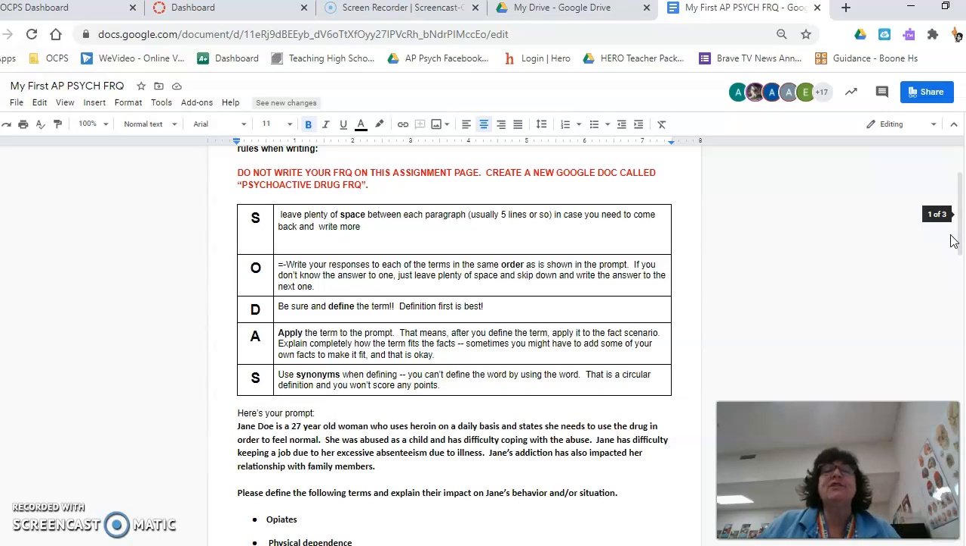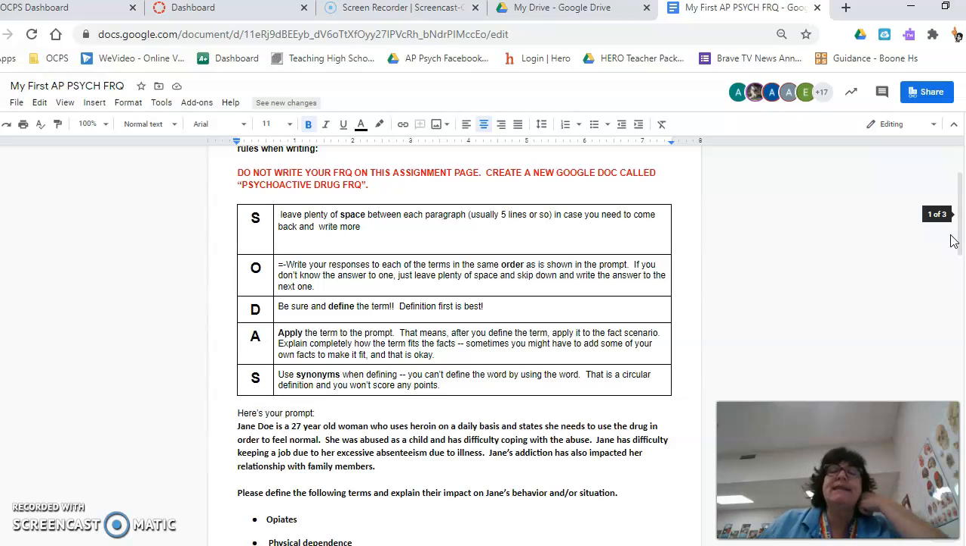It'll never be the answer that you just define it and you go, well, this word doesn't apply to Jane or to the prompt. If they have the word, you have to make it apply. Okay, so defining and applying, the application is how you score. And so it's important. And it says here, sometimes you have to add some of your own facts to make it fit. That's okay.